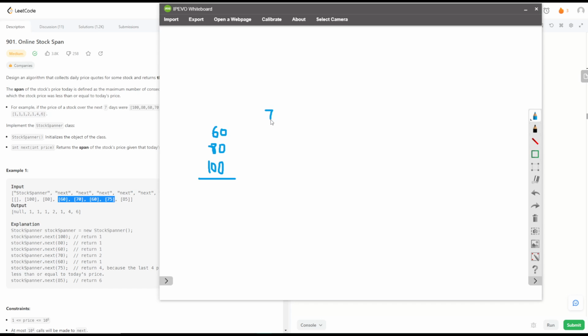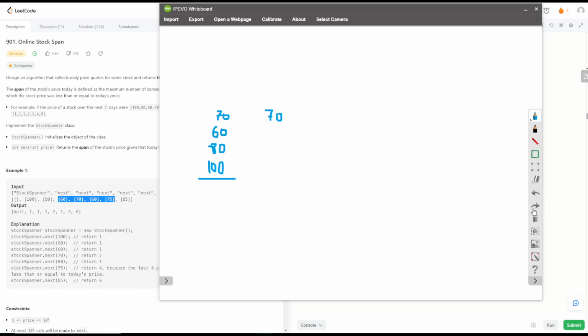But when 70 wants to come in, the fourth element, I look at the top of my stack. But this time 60 is less than 70. So I cannot just simply put 70 here because it would break the monotonic stack decreasing rule that we defined at the beginning: it goes down and then goes up.